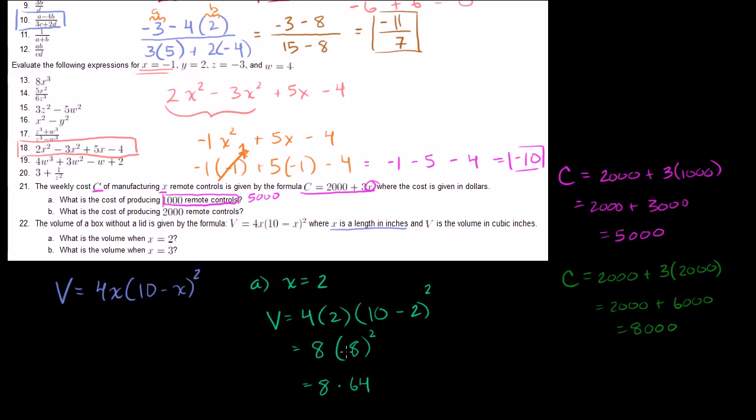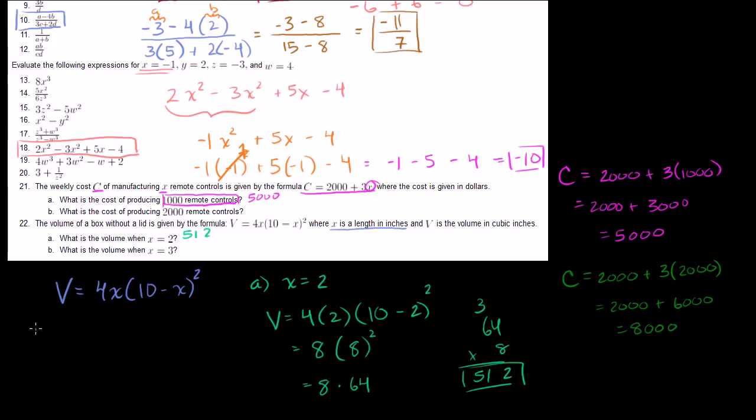You could say this is going to be 8 to the third power. And 64 times 8, 4 times 8 is 32. 6 times 8 is 48, plus 3 is 51. So it's 512. Now, what is the volume when x is equal to 3?